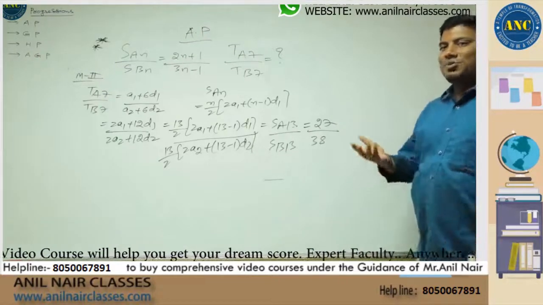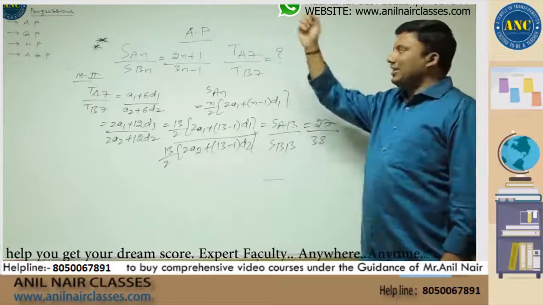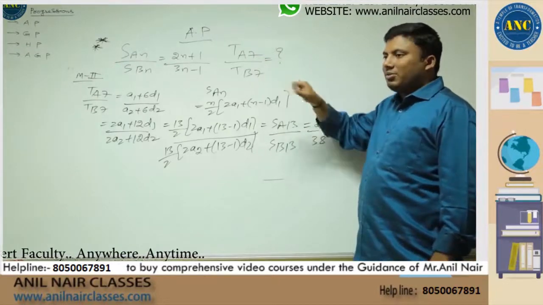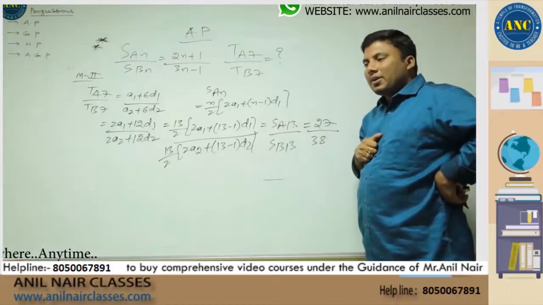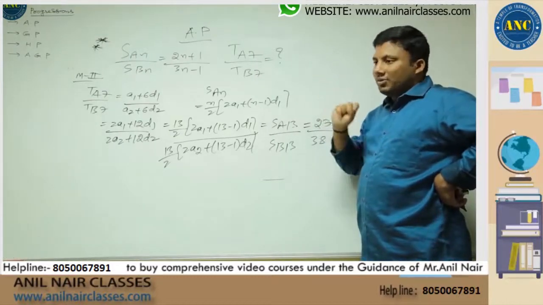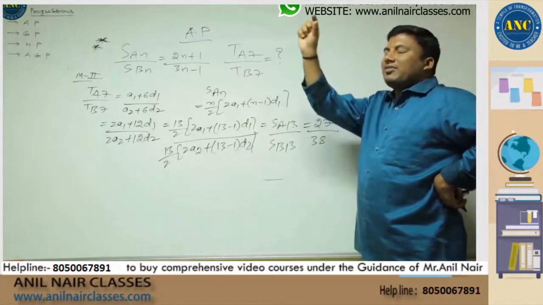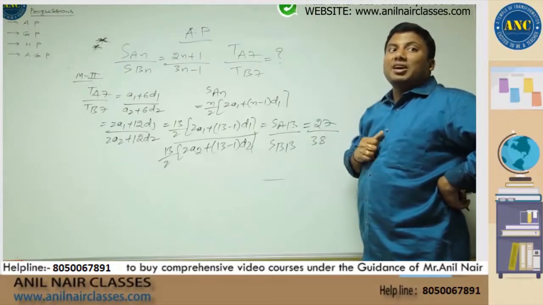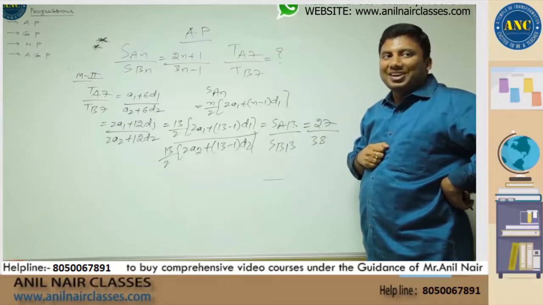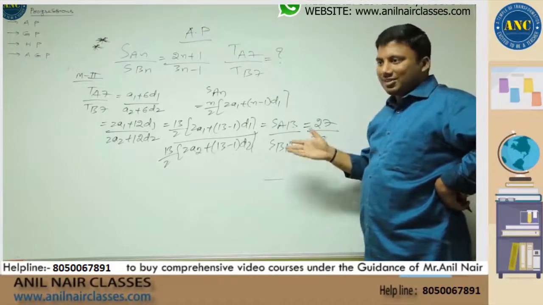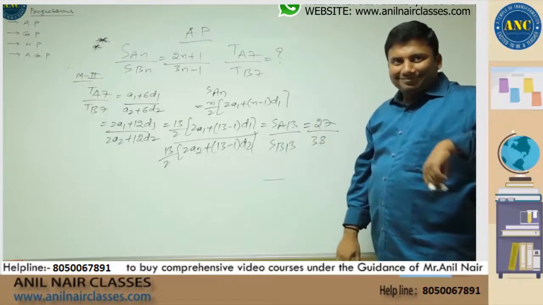No, both are actually the same. See here. This is TA7 by TB7. What did I say? Replace n by 2n minus 1. If I replace n by 2n minus 1, 7 is n. How much will I get? 2 into 7 minus 1. How much is it? Both are the same.